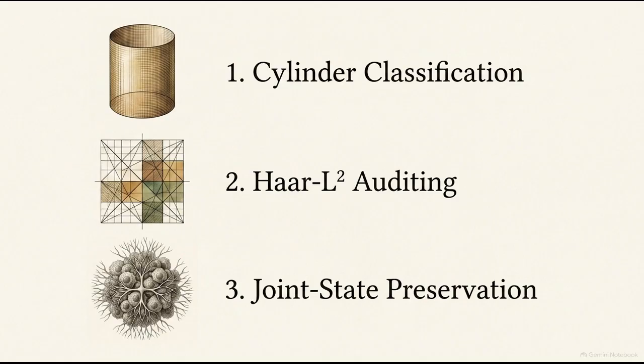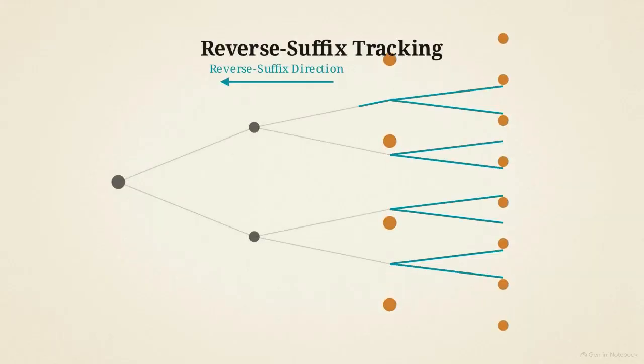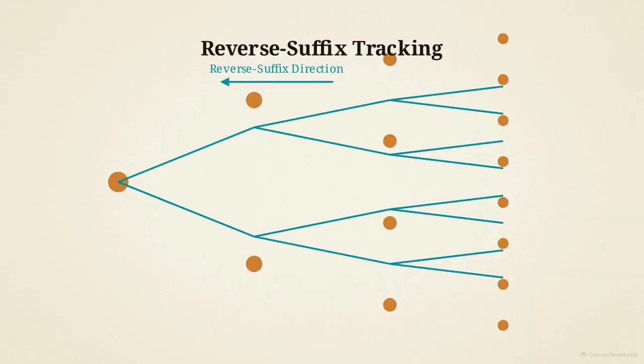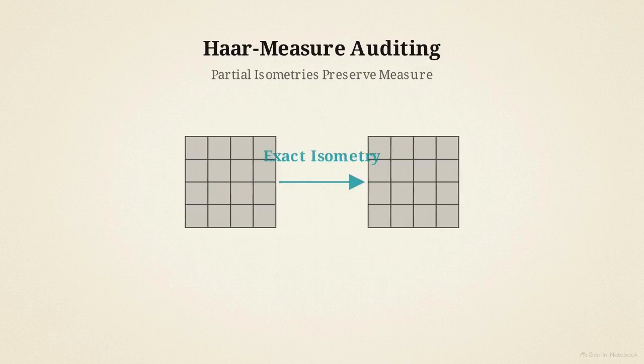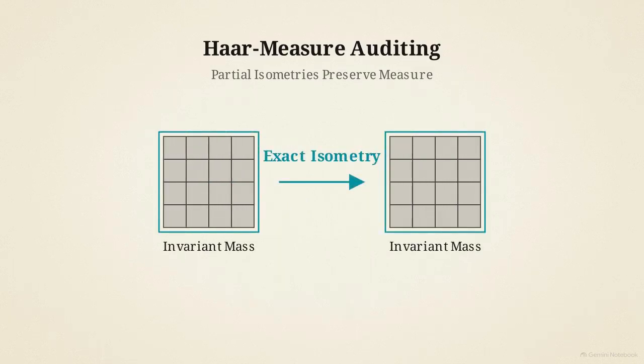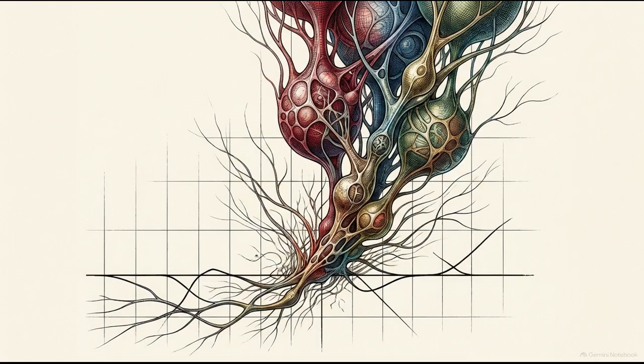To move beyond descriptive models, advancing C-star algebraic oncology requires 3 strategic research imperatives. First, the field must prioritize classifying stable clonal cylinders to ensure tracking adheres to reverse suffix rules. Second, models must utilize Haar measure-based representations to faithfully audit the partial isometries of cellular growth. Third, researchers must immediately abandon scalar surrogates as they structurally violate source conservation in branching processes.